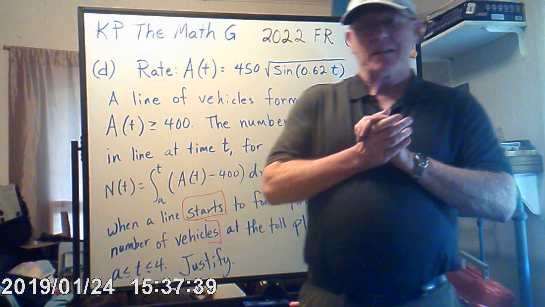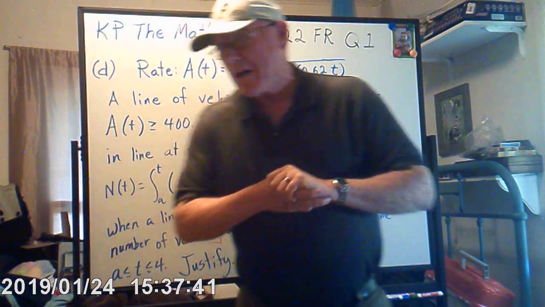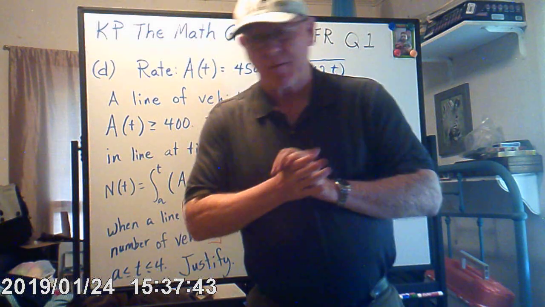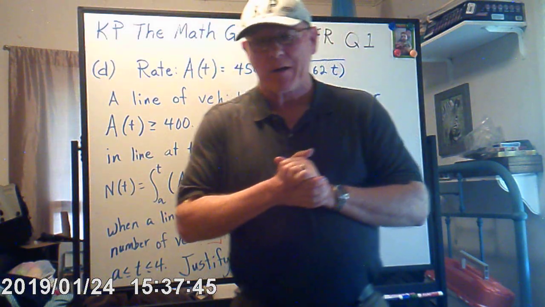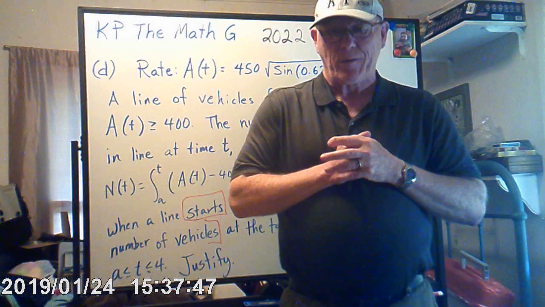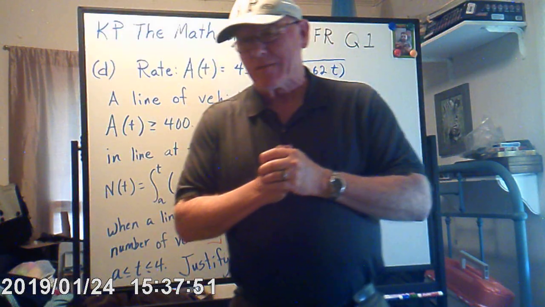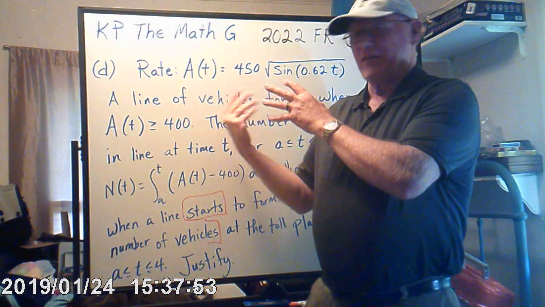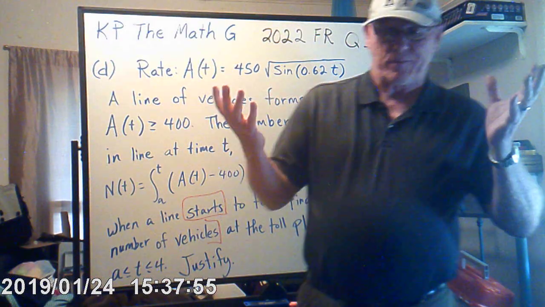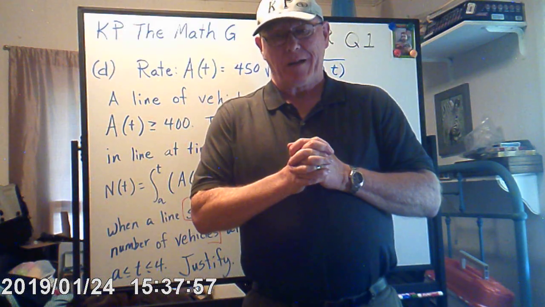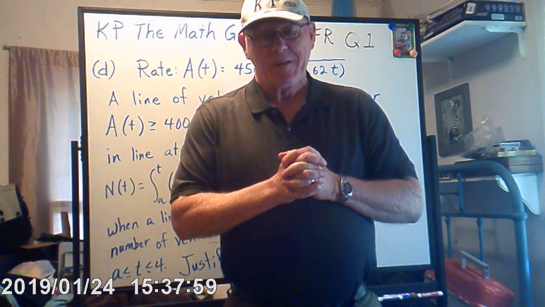KP the Math G is about ready to sign off. My wife is probably waiting for me to cook some of that hamburger meat. I'm probably going to make some hamburgers. And so anyway, doesn't matter to you, does it? This is not, again, for my glory, it's for yours. I'm about ready to sign off here.